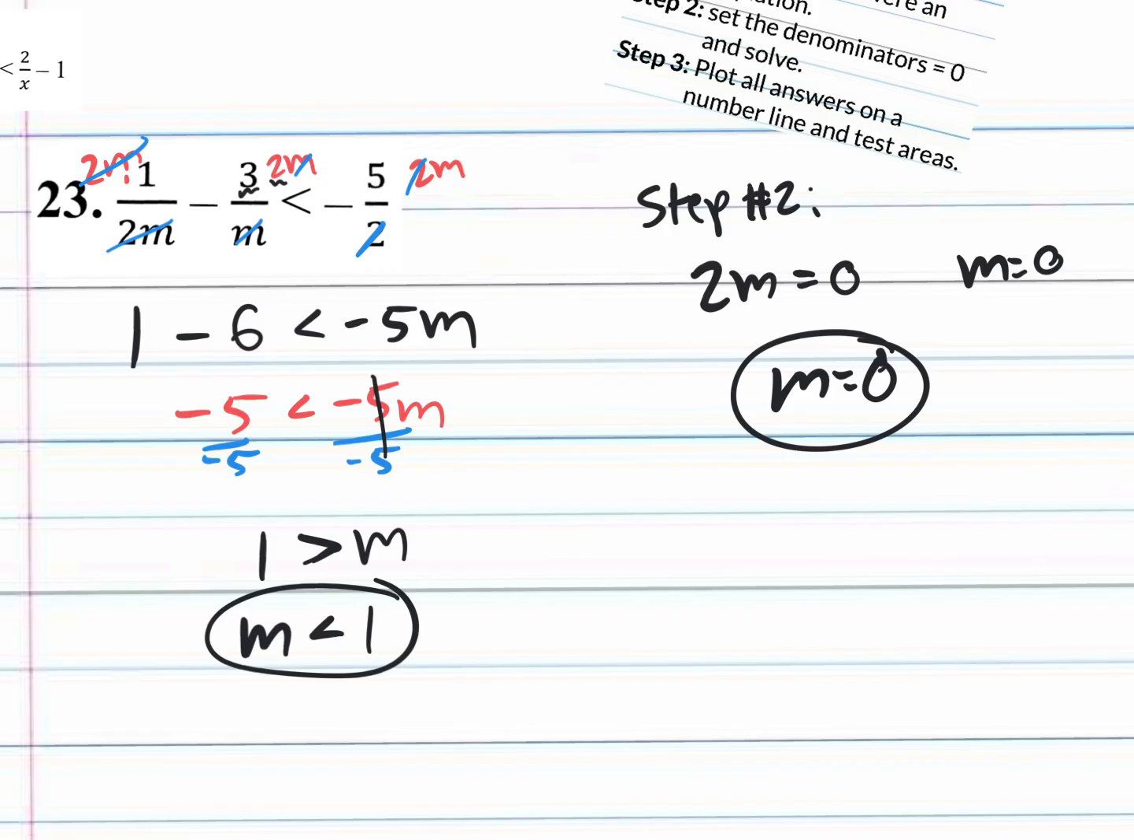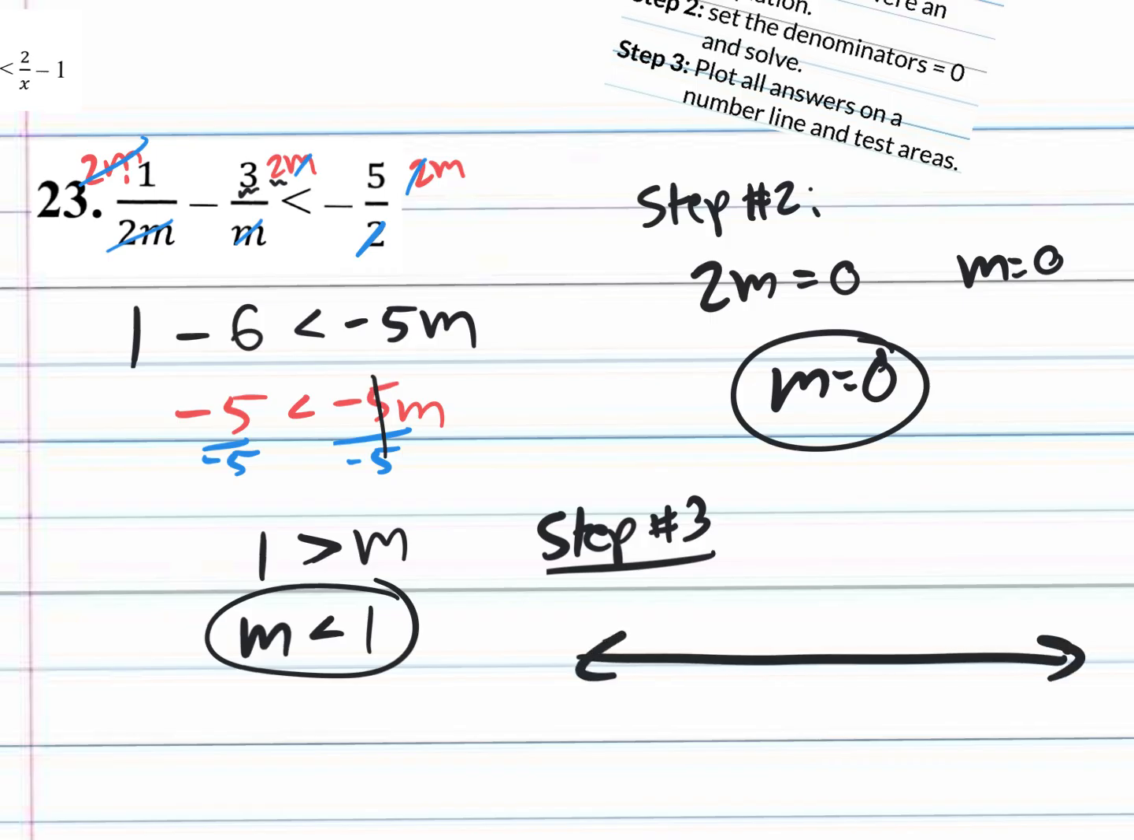So we can now move on to step 3. Step number 3, which is plot your answers on a number line and then test the areas. So we're going to put the 0 right there, and we're going to put the 1 right there. Okay, so there's only 3 areas to test. Technically, we already know that since we kept the inequality, we didn't replace it with an equal sign. This is saying where your answers are going to be with regards to 1.